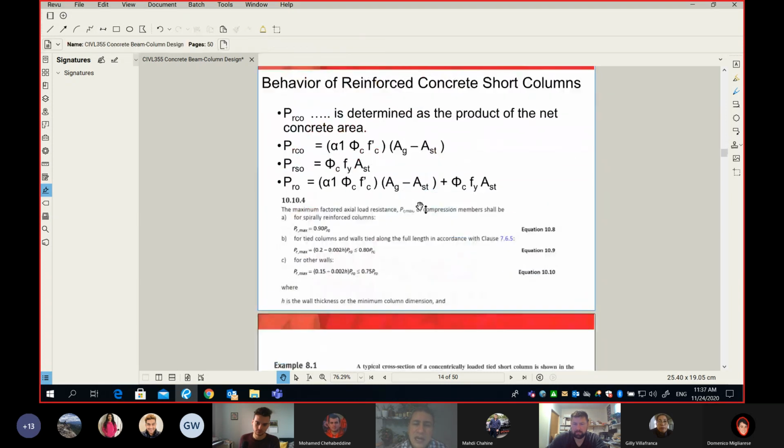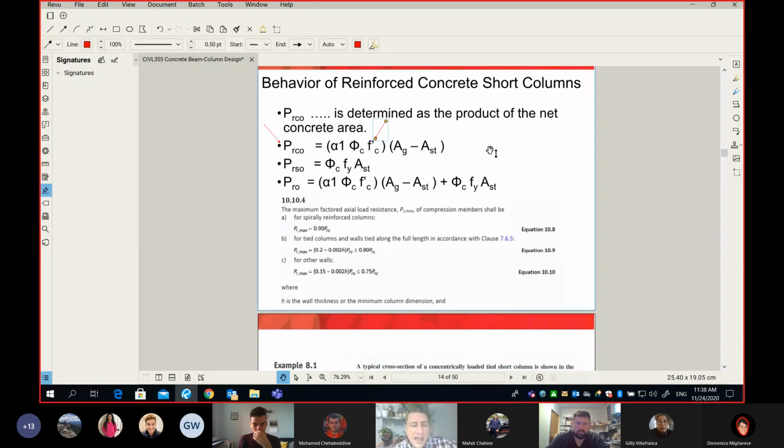Okay. Now, it's not very difficult to understand. Here is the contribution of each. This part is the contribution of the concrete core, which is, you remember, phi c times f prime c. And what is f prime c? It's simply how much, if I say 25 MPa, it means that every square millimeter of concrete can take 25 Newtons. Do you guys agree? When I say concrete 25 MPa, it means every square millimeter of my concrete can resist 25 Newtons. Yes.